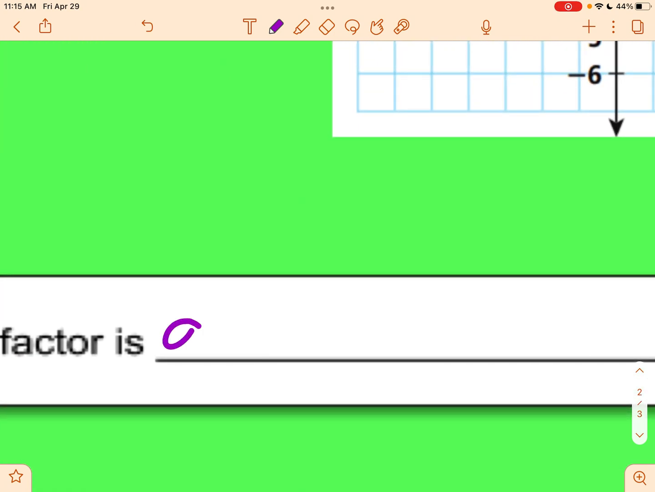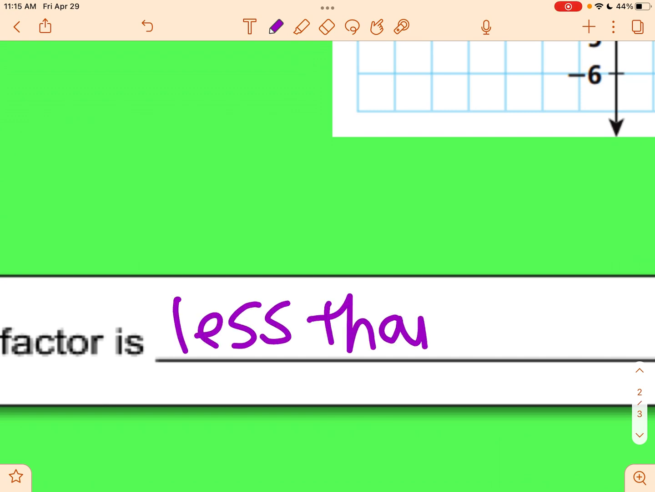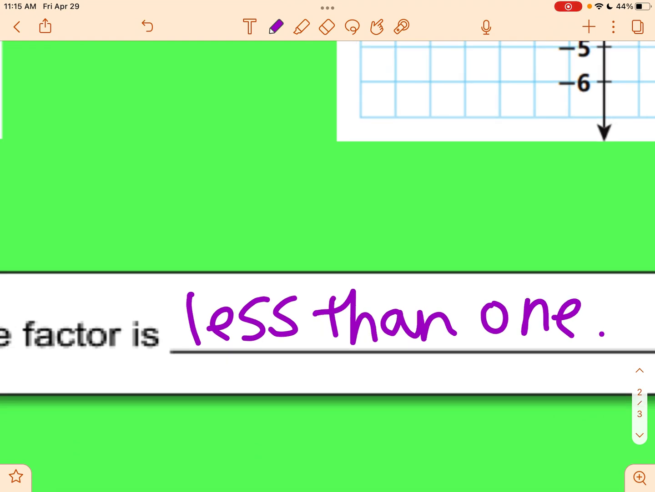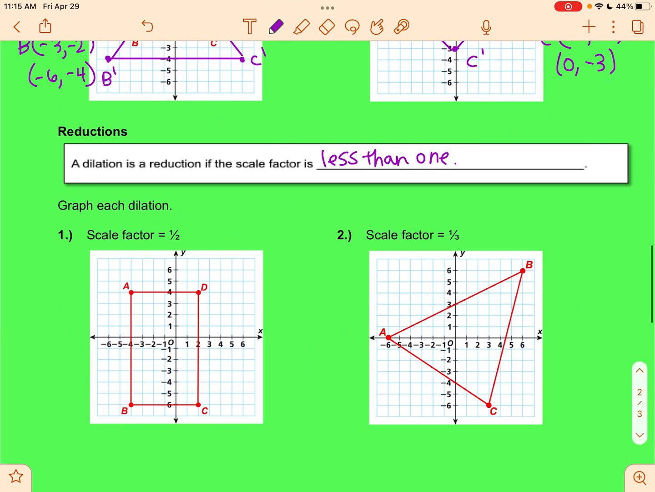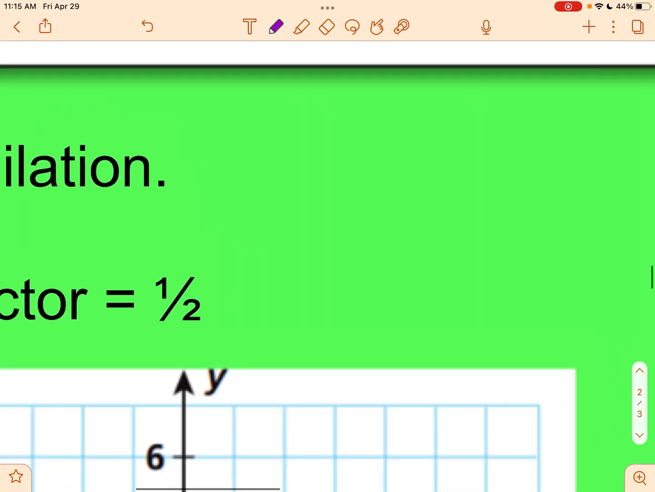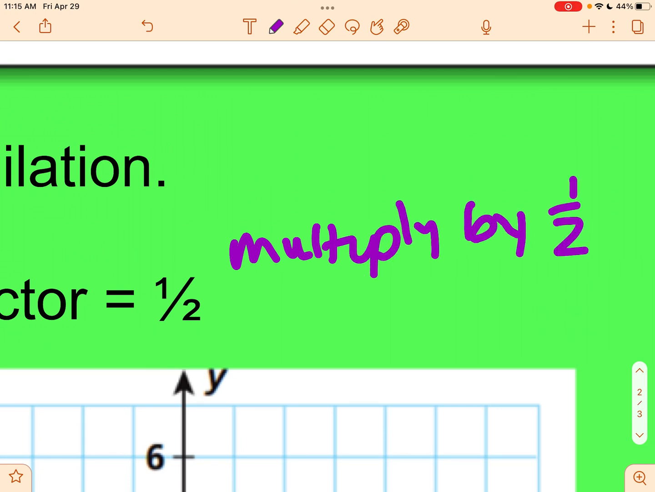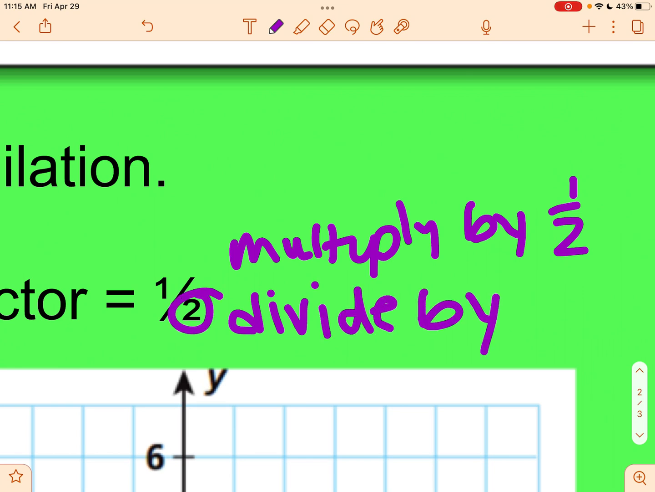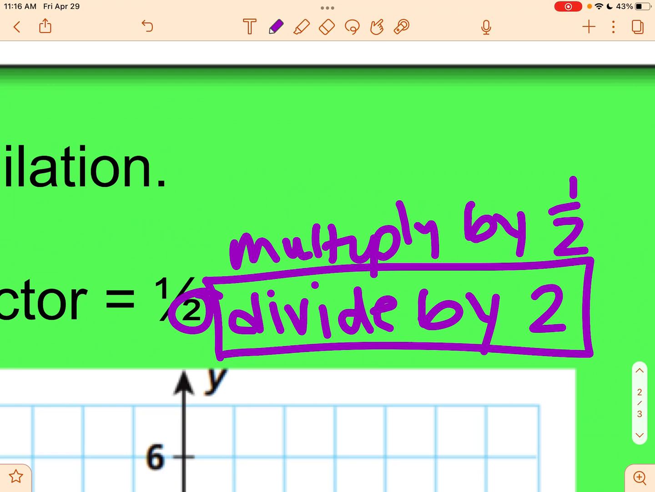Next, we have reductions. Reductions happen if our scale factor is less than 1. So whenever we get a fraction, that means our picture is going to get smaller. It's going to be a reduction. All right, so let's take a look. Our scale factor is 1/2. We could do this two ways. We could multiply by 1/2, or we could divide by our denominator, which is 2. And those are the exact same things. No matter which option you pick, you will get the same answers. So I like to divide by 2 when I see a fraction. Makes it easier than trying to multiply by a fraction.